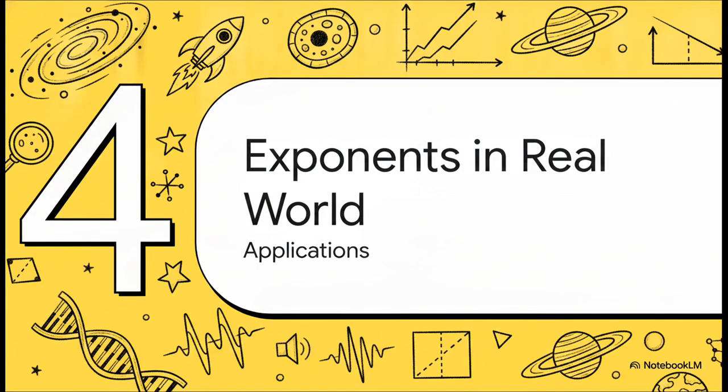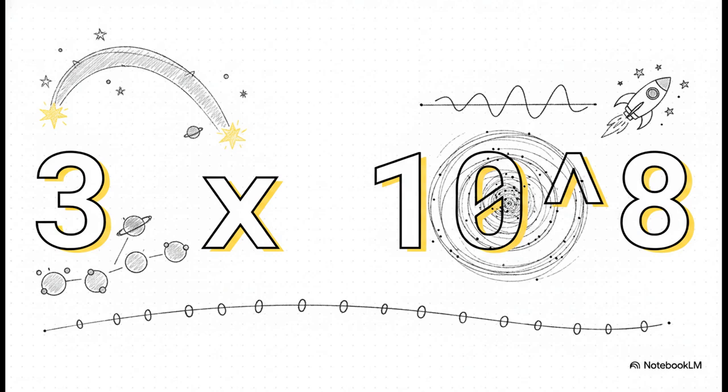And that brings us to our final stop, Section 4, Exponents in the Real World. Consider a massive number, like 3 times 10 to the 8th meters per second. That right there is the speed of light, roughly 300 million meters per second. Without exponents, scientists would have to write out endless, mind-numbing streams of zeros for their calculations.